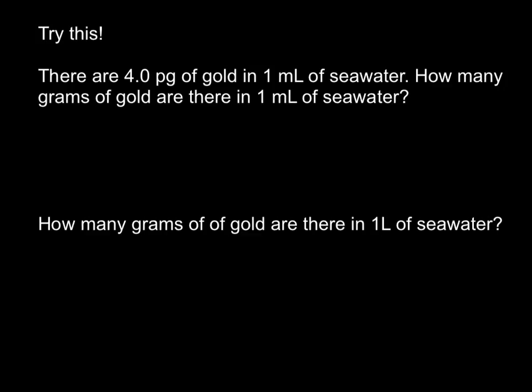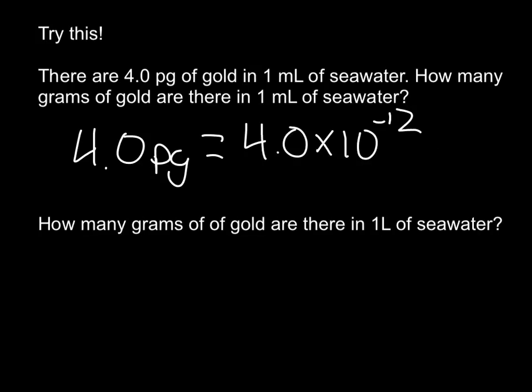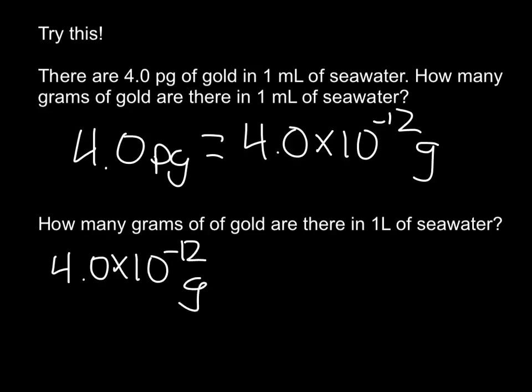So here we have a very similar problem. We have 4 picograms of gold in 1 milliliter of seawater. How many grams is that? Well, 4.0 picograms. All I need to do is tag on the picogram factor, which is 10 to the negative 12th. So I got 4.0 times 10 to the negative 12th grams. Well, that was pretty simple. How many grams of gold in 1 liter? Well, I know this: I've got 4.0 times 10 to the negative 12th grams in 1 milliliter.